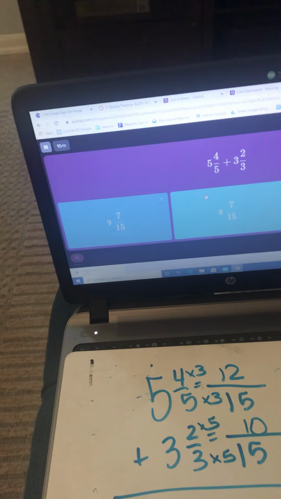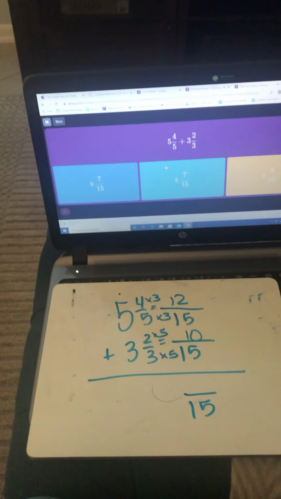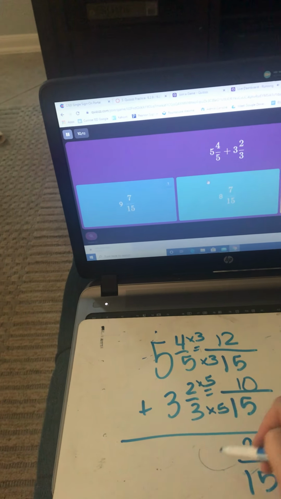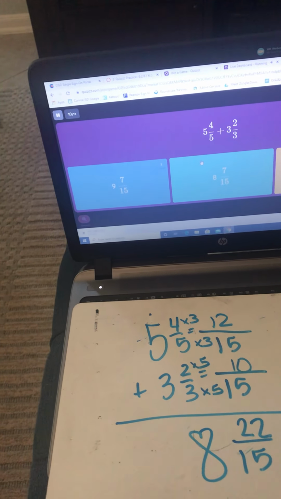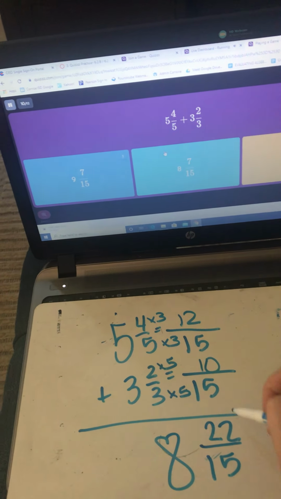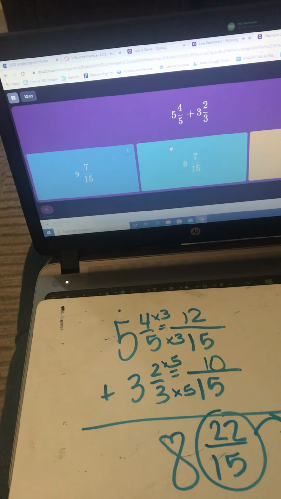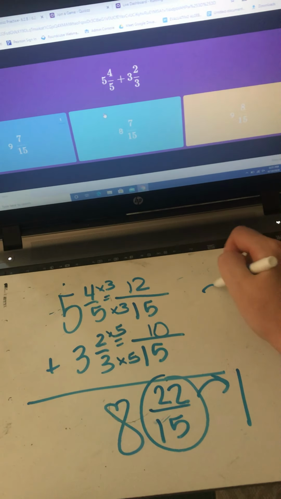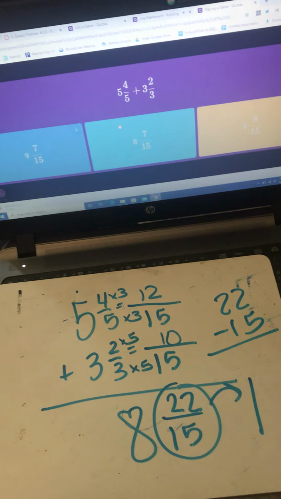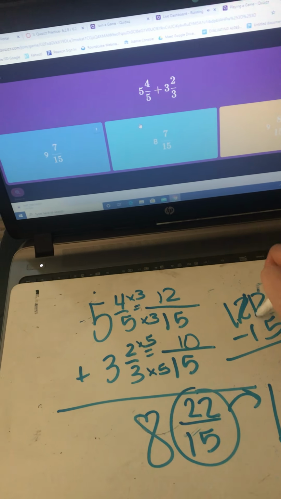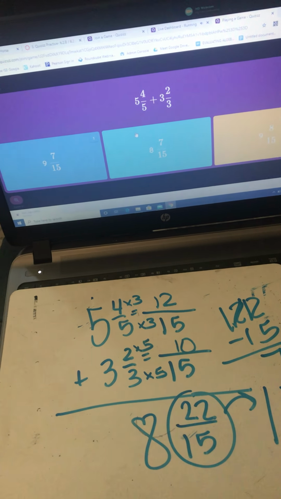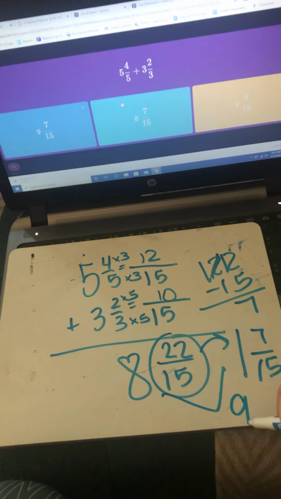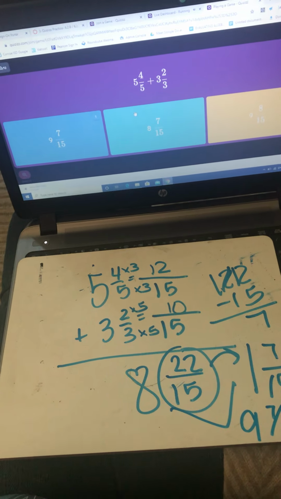I'm going to add my fractions first, and remember my denominator stays the same. 12 plus 10 is 22. 5 plus 3 is 8. 22/15 is an improper fraction, so I need to make that into a mixed number. I know one group of 15 can be taken out of 22. If I subtract those, that will get me my numerator. I'd have 7/15 left, and if I put all of this together, I would have 9 and 7/15.